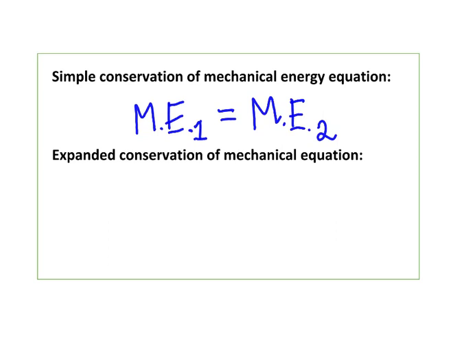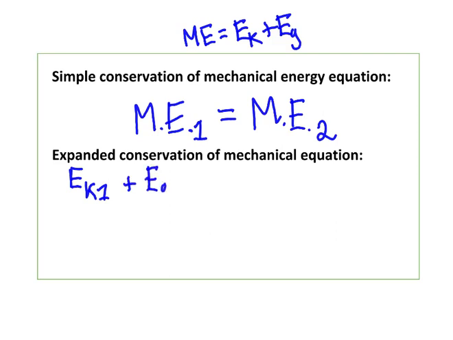So we could write that out in a little bit of a more expanded way. If you remember what mechanical energy is, let's just write down the equation for it here. It's kinetic energy plus gravitational, right? So that means that the initial kinetic energy, EK1, plus the initial gravitational energy, EG1, will equal the final kinetic energy plus the final gravitational energy. So this is the total mechanical energy at time 2. This is the total mechanical energy at time 1 over here.